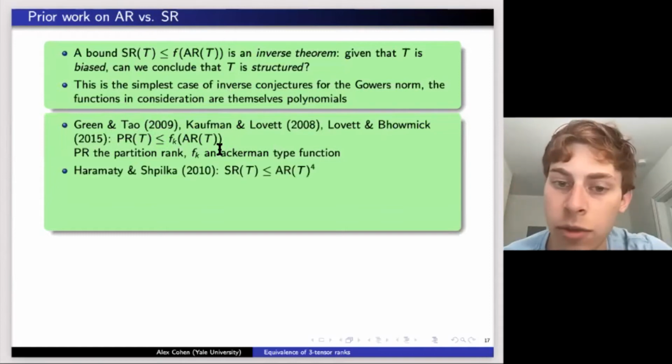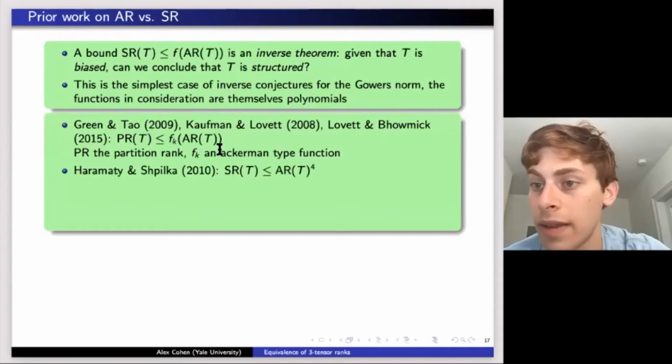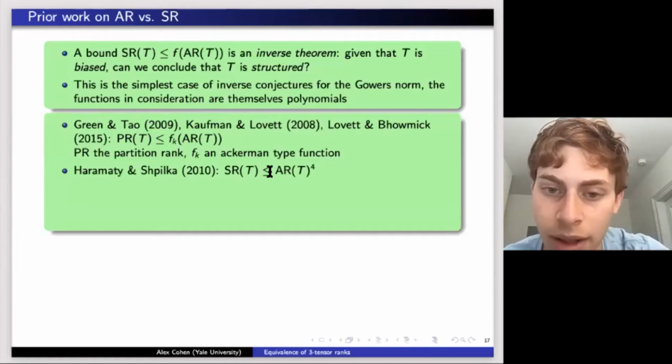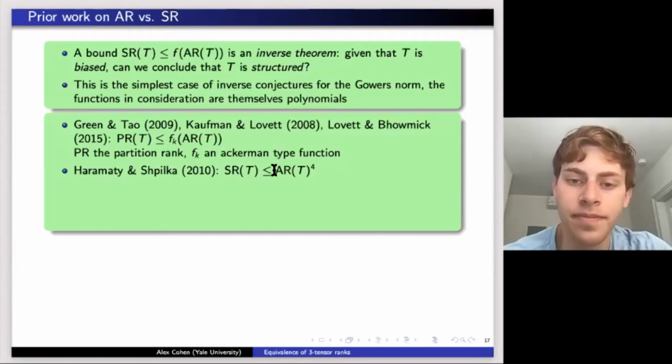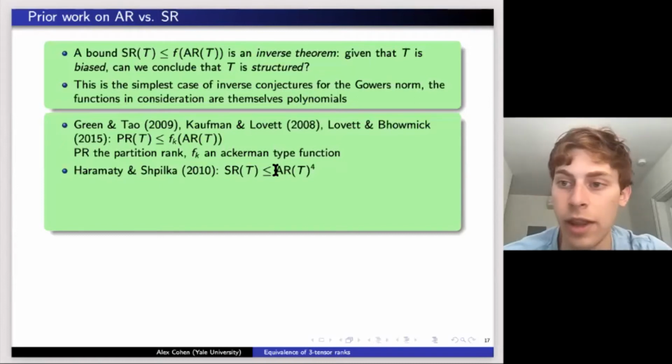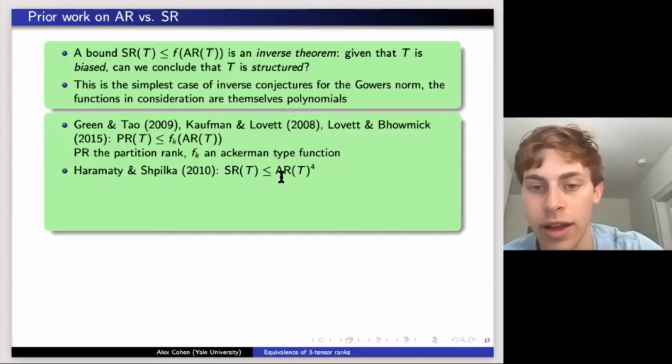Later, Haramaty and Shpilka showed that the slice rank is bounded by some constant times the analytic rank to the fourth power. This is a way better bound for the specific case of 3 tensors, which is what we're talking about in this work.